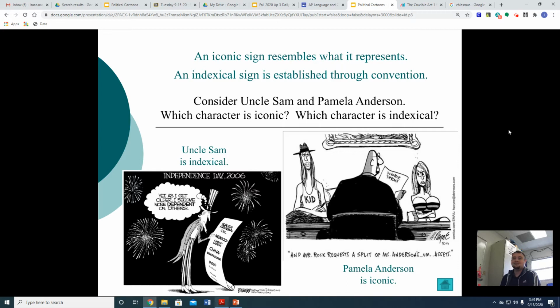All right, Uncle Sam is indexical because he represents the United States, so he represents a larger entity. So it's one thing that represents some idea or entity that's larger. And then, of course, you have Pamela Anderson and Kid Rock who represent themselves here. So they are icons of themselves.